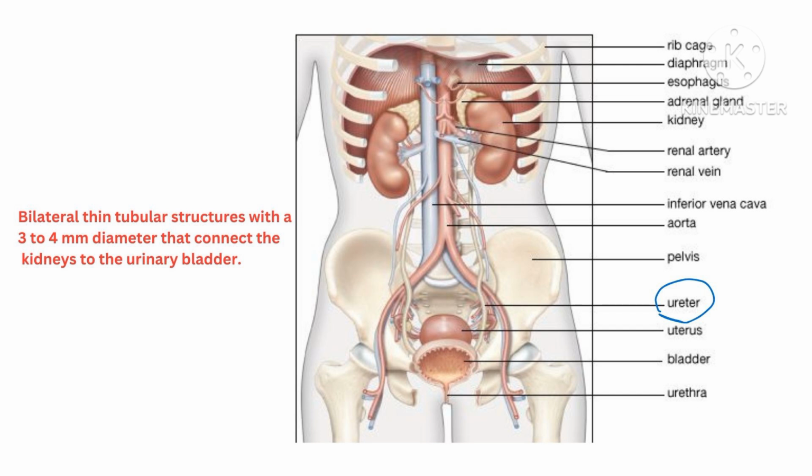First, the introduction. The ureters are bilateral thin tubular structures with a 3 to 4 mm diameter that connect the kidneys to the urinary bladder. These muscular tubes transport urine from the renal pelvis to the bladder. The ureter's muscular layers are responsible for the peristaltic activity that moves urine from the kidneys to the bladder.